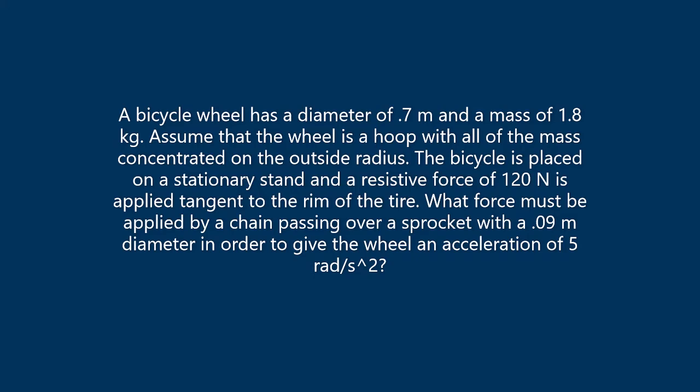A bicycle wheel has a diameter of 0.7 meters and a mass of 1.8 kilograms. Assume the wheel is a hoop with all of the mass concentrated on the outside radius. The bicycle is placed on a stationary stand, and a resistive force of 120 newtons is applied tangent to the rim of the tire. What force must be applied by a chain passing over a sprocket with a 0.09 meter diameter in order to give the wheel an acceleration of 5 radians per second squared?